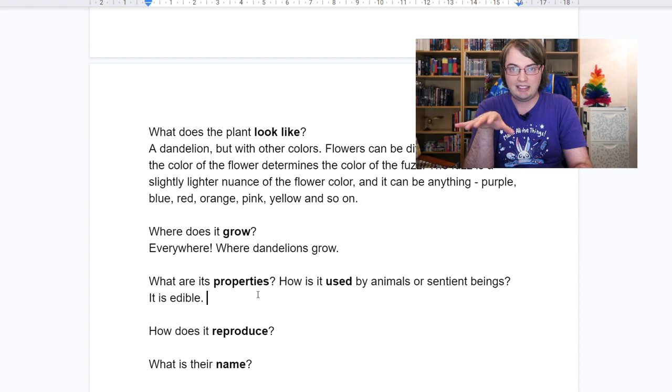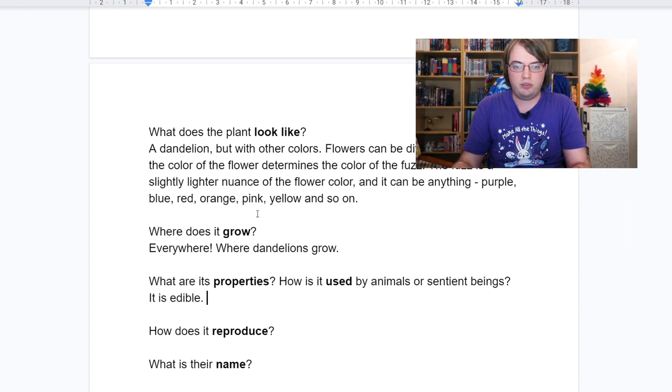Its leaves can be used in salads. Are the leaves different colors as well? Can I make the leaves not green? I don't know if I can. I would like to, but let's not. The leaves can be put into salads and things like that, and like let's see.